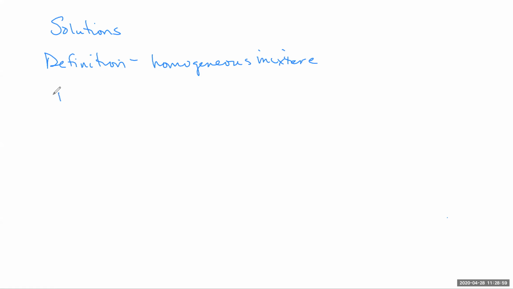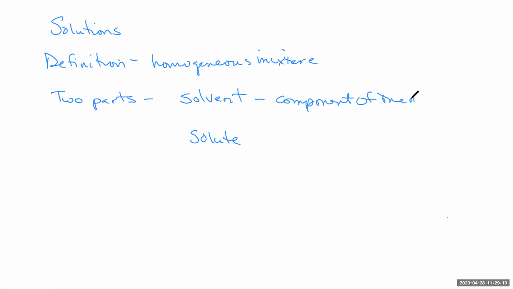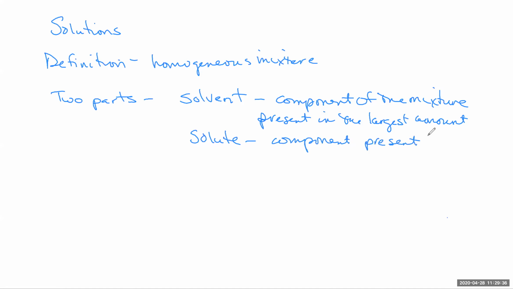When you have a solution, there are two main parts, or two main categories of parts. There is a solvent, and there is a solute. Now you could have only one solvent, but you could have one or more solutes. Solvent is the component of the mixture present in the largest or highest amount. And solute is the component present in a lesser quantity.